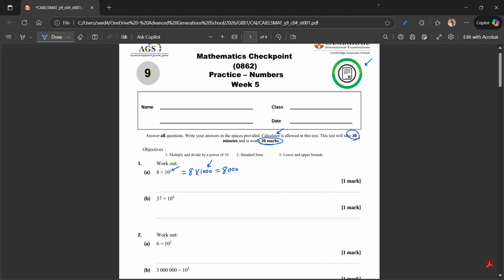Next one here, guys, 37 times 10 power 4. Also here, guys, it's times and the power is positive. So we're going to move the decimal point to the right side. So here, 37, this is a whole number. And we are going to add 4 more zeros here by this way.